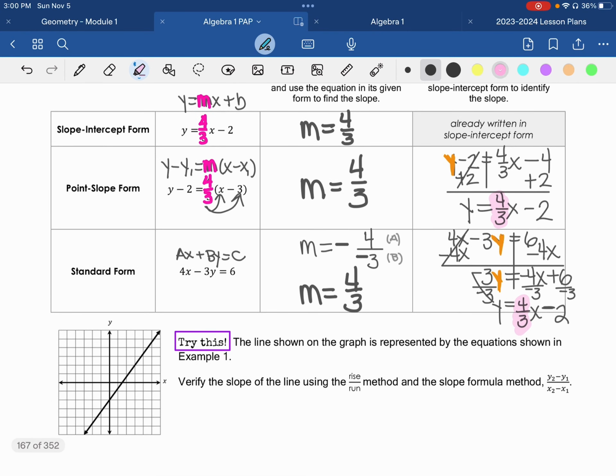All right, in the try this, the line shown on the graph represented by the equation shown in example 1. They want you to verify the slope of the line using the rise over run method and the formula. So go ahead and pause it and see if you can get the rise over run if you remember how to do that. I'm not going to go over it here in the video because I did come around and check it in class.